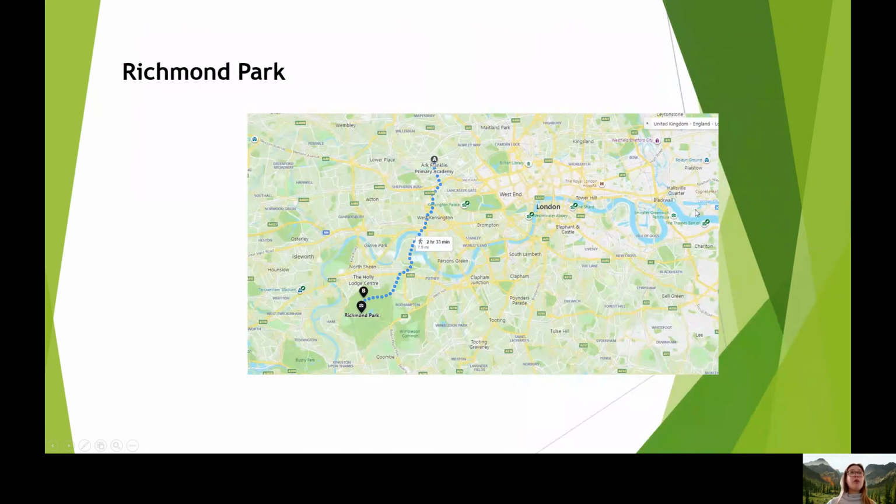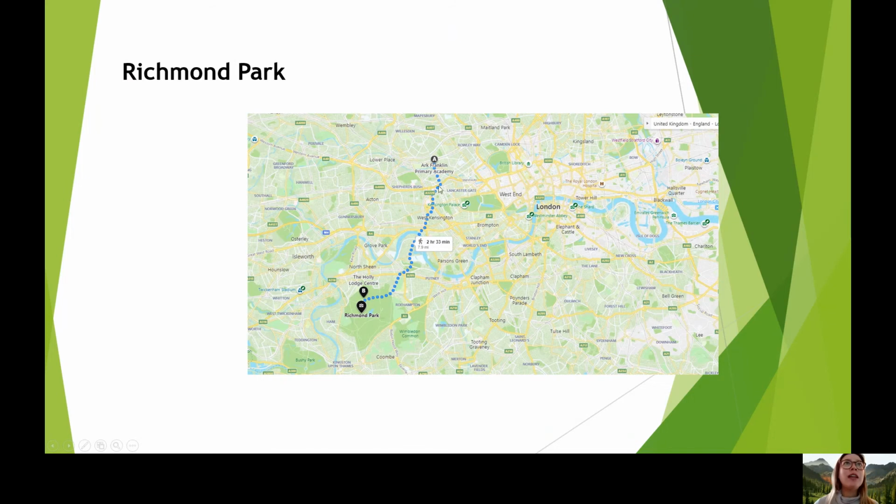Okay, well, let me show you where Richmond Park is on a map in relation to the rest of London. So this is central London here. This river is called the Thames River, running through London. And north is up here, south is down here. This is east and that is west. So in relation to the centre of London, Richmond Park is south-west.